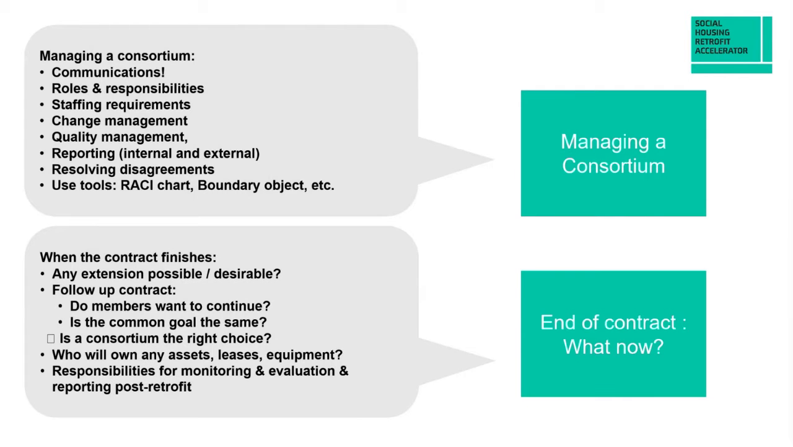And then there's the end of the contract. What are you going to do next? Is an extension possible or desirable? Not necessarily through more funding from the government, but it might be there's value in continuing to work together for procurement regions. So do the members want to continue? Is the common goal the same? Is a consortium still the right choice? There are also potentially, in some cases, issues of who will own any assets, leases, equipment, and the responsibility for monitoring and evaluation and reporting post-retrofit, because these projects have that post-evaluation assessment as a key part of it, because we're trying to encourage the learning.